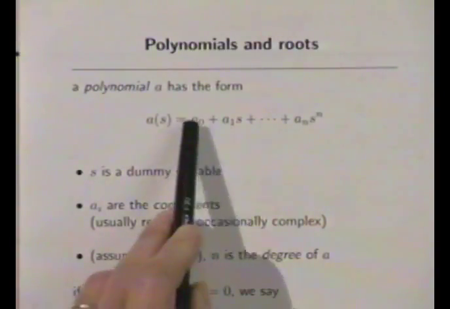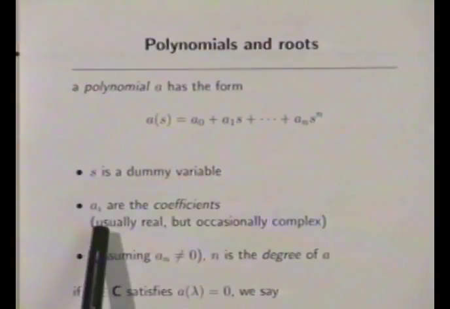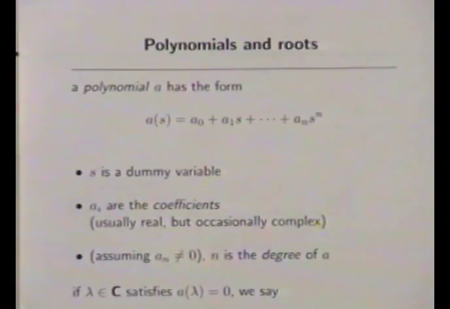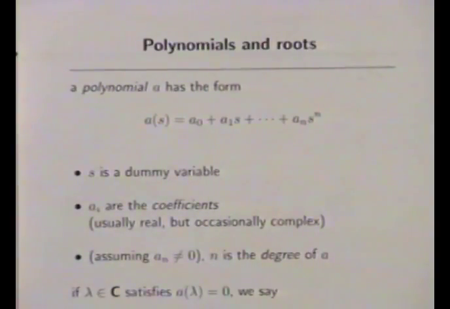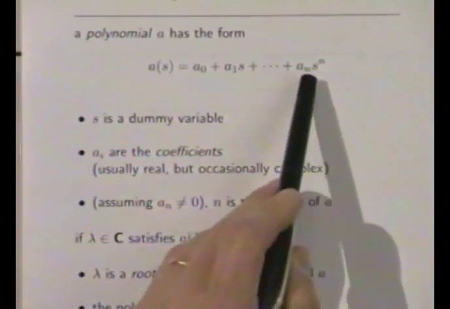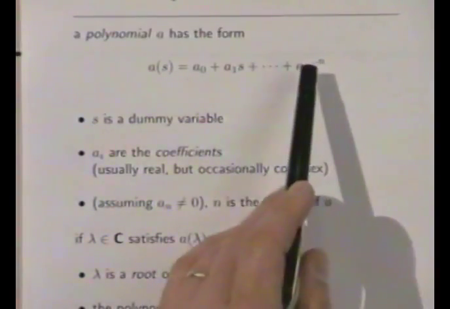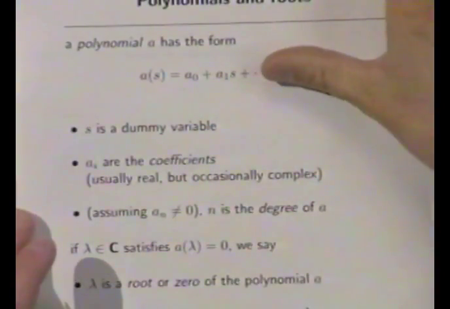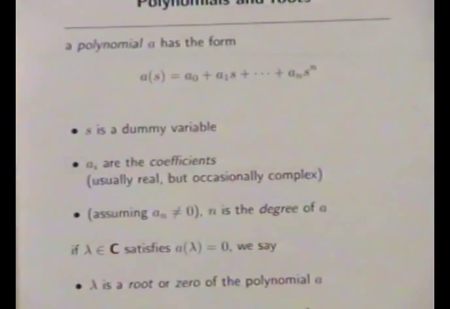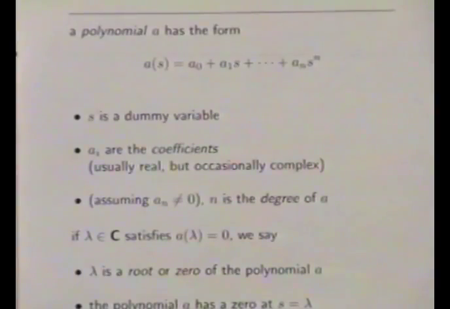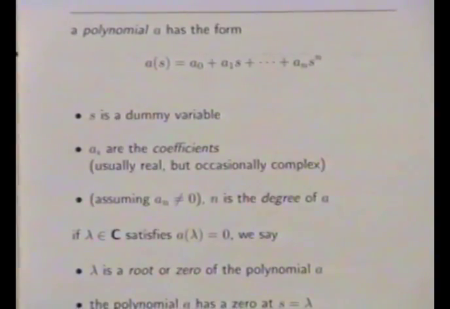These numbers, A0, A1, which are usually real, but they could be complex, are referred to as the coefficients of the polynomial. So for example, you might ask, what is the s squared coefficient of this polynomial? It would be A2. And the degree of this polynomial is, first of all, you toss off all the high order zero coefficients. I guess it's the number of the largest non-zero coefficient.